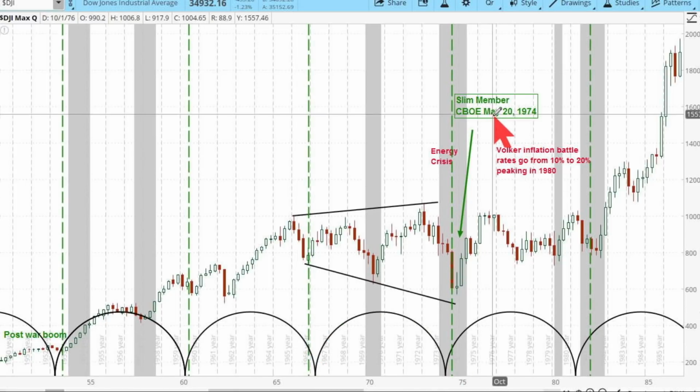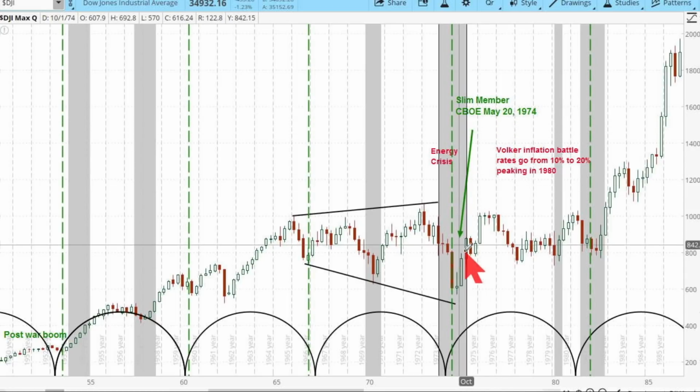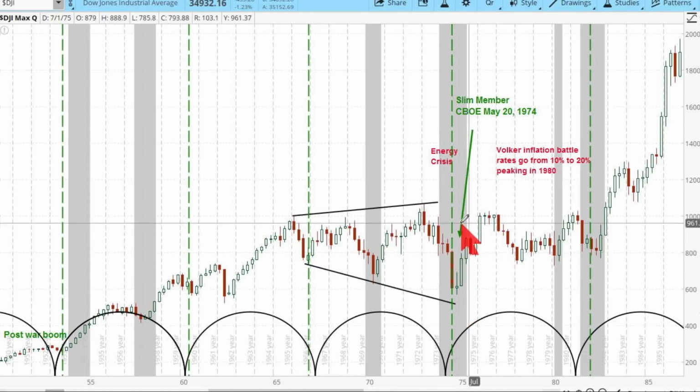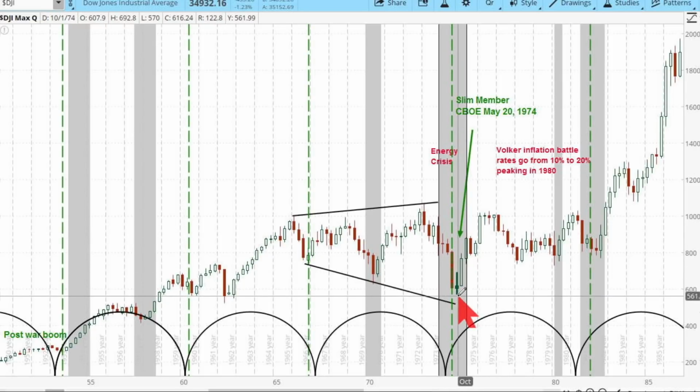Note the note right over there. Way back here in 1974, I became a member of the CBOE, May 20th, 1974. And I traded at that time the very end of that bear market and the beginning of the next bull market. Yes, right in here was a challenging time. As a matter of fact, it took me 10 months to turn it around and to be profitable when I first got on the floor.